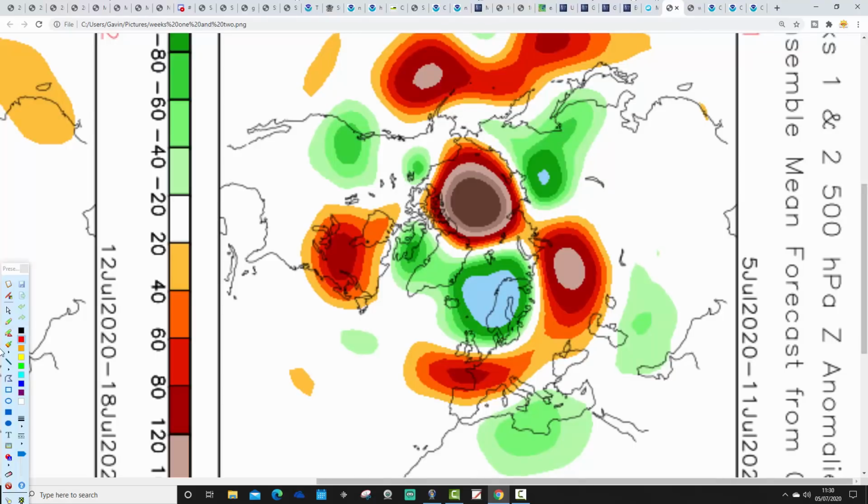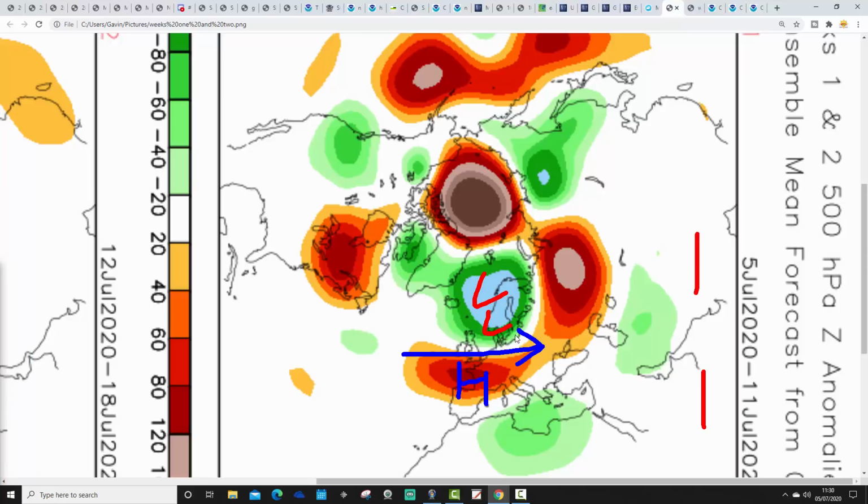Finally, the CFS Layer 2, these are 500 millibar heights broken down into week periods. The first week period takes from the 5th to the 11th of July. The coming week has low pressure to our north. It has high pressure to the south, and we bring in westerlies. It's driest in the south, it's most unsettled up in the north.